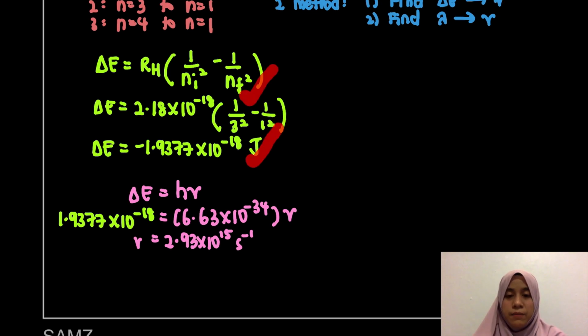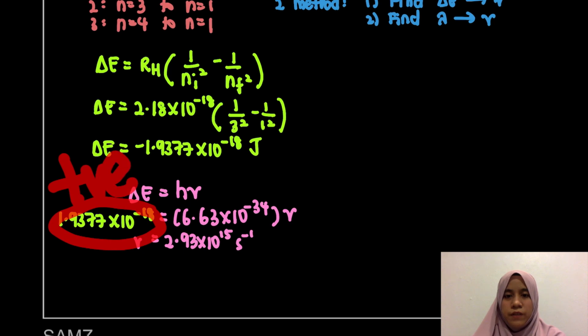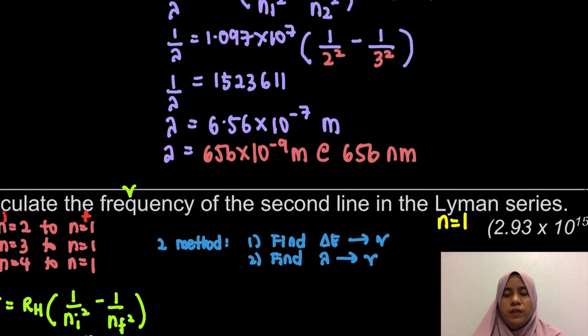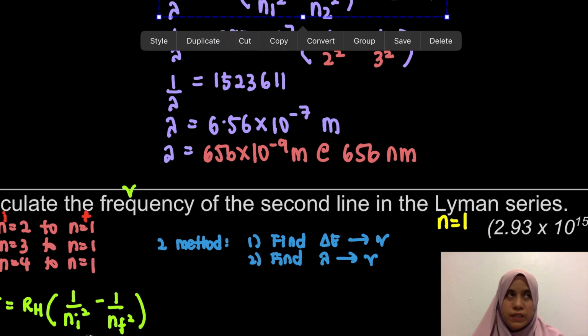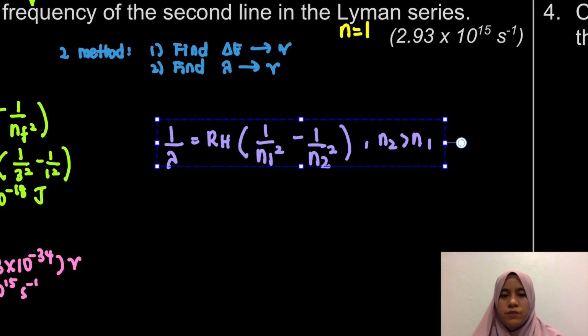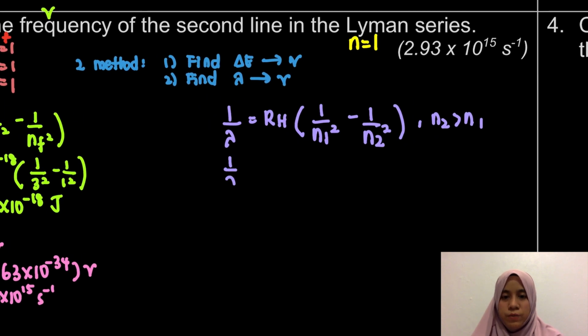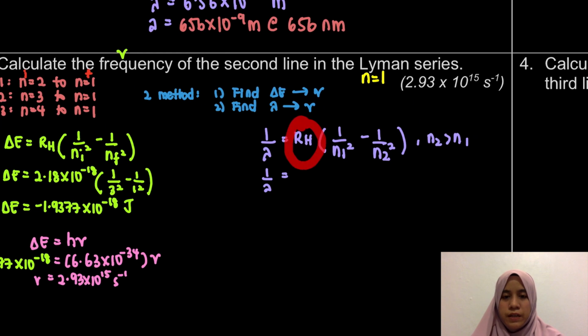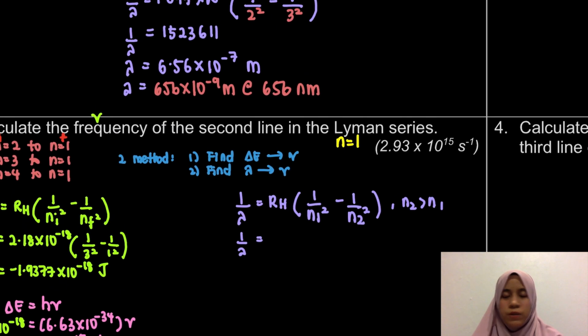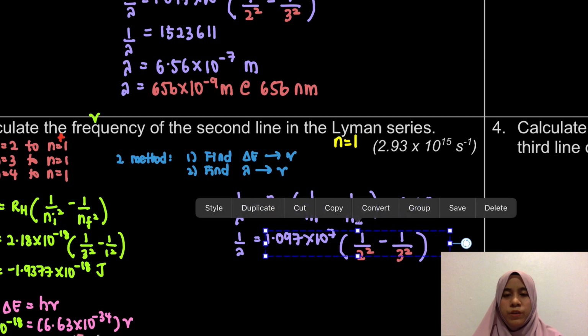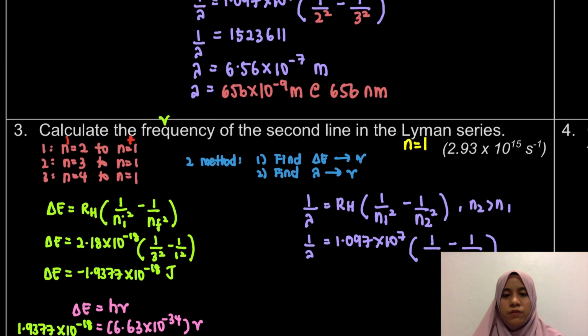Okay, so the second method that we're gonna find out, just make sure yang ni delta E positive value. Second method ni pun senang juga. Mana-manalah kamu selesa. Okay, so dekat sini, cumanya you have to make sure that yang RH tu again, bukan 2.18, yang 1.097. Okay, yang itulah kena make sure. Kalau tak sure, tengok unit of our constant itself. Boleh tengok pada list of constant.